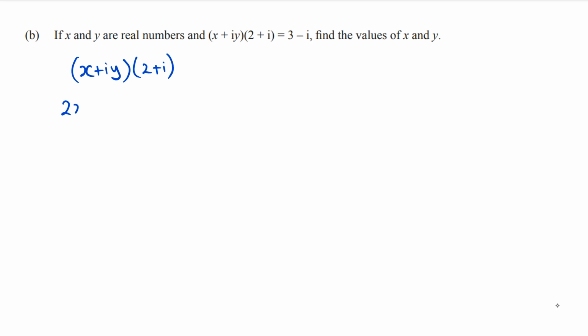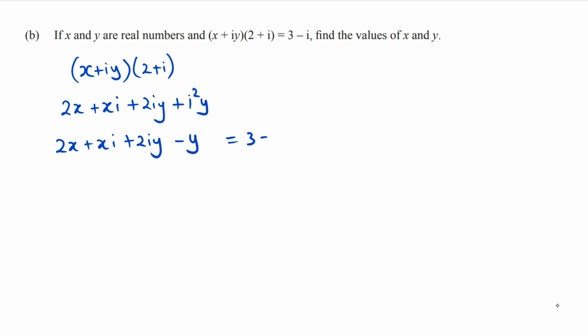So we're going to get 2x plus xi plus 2iy plus i squared y. So what we're going to get is 2x plus xi plus 2iy. i squared is minus 1, so this is going to become minus y. So this is all equal to 3 minus i. So remember that we've got real parts. So the real part is 2x minus y, and the imaginary part is x plus 2y. And that's equal to 3 minus 1i.